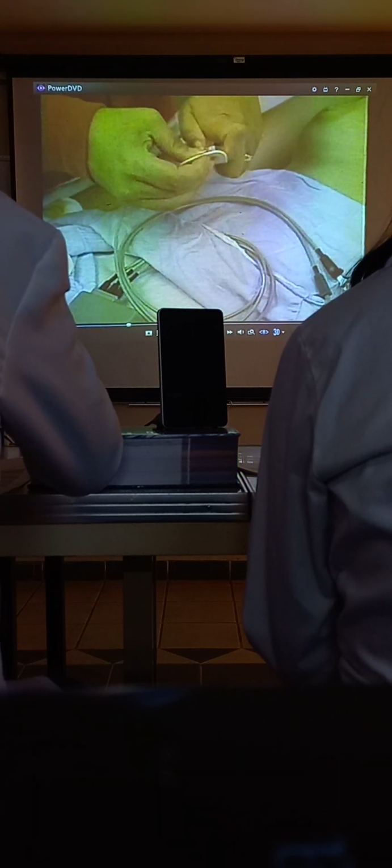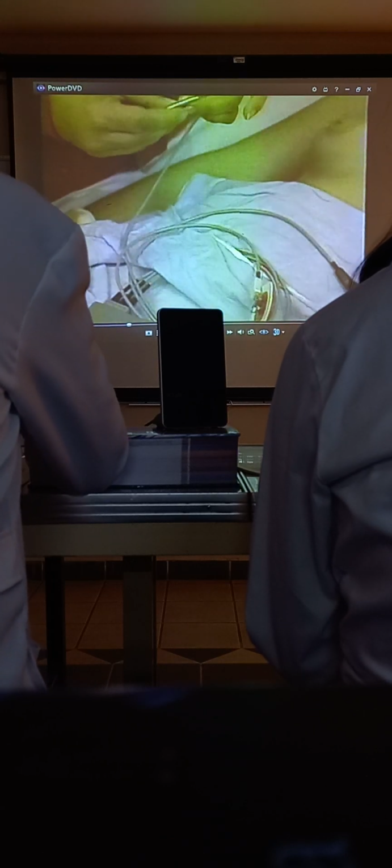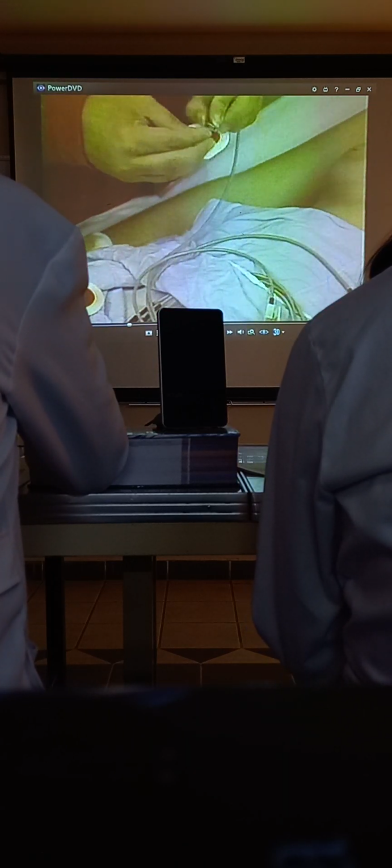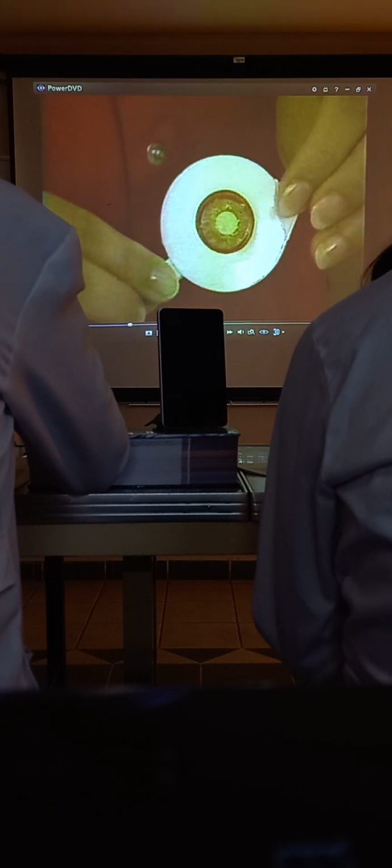Next, connect each of the lead wires to an electrode pad. This avoids applying pressure on the patient's chest after you have placed the electrodes. Remove the cover from one of the electrodes and check the center of the pad. It should appear moist. If it is dry, don't use it.